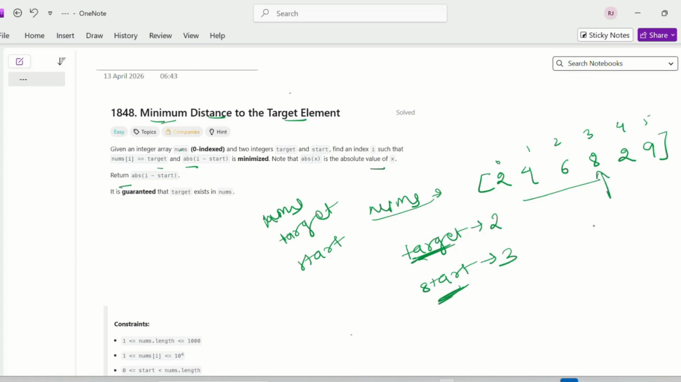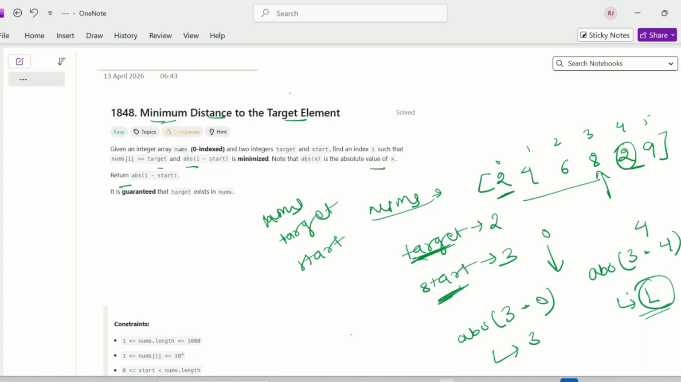Start index is here. If you see, there are two such values. One is at index 0 and one is at index 4. So if we try for index 0, the absolute difference between start and that index will be 3 minus 0, which is 3. And for index 4, start is 3 and this index is 4, so this is 1. So what is the minimum answer we got? We got the minimum answer as 1. So we can return 1 as our answer.